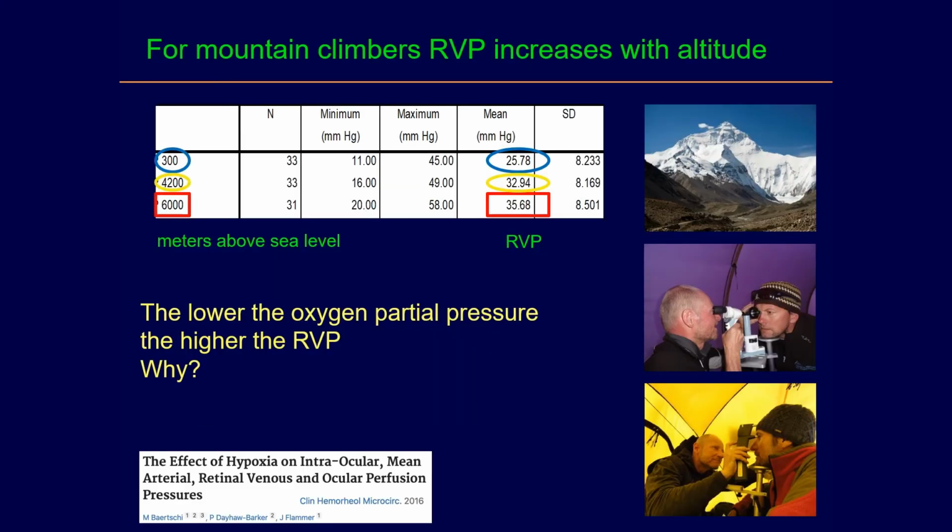To study this question, we measured retinal venous pressure under different conditions and observed that in healthy climbers, the RVP increases with height. Michael Bertje, a PhD student at that time, measured IOP and RVP at 300, 4,200 and 6,000 meters above sea level and found a mean increase of about 10 mm mercury. This means a low oxygen partial pressure increases the retinal venous pressure. Why is that?